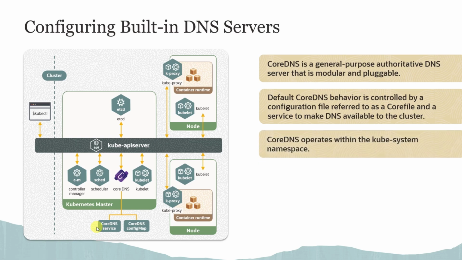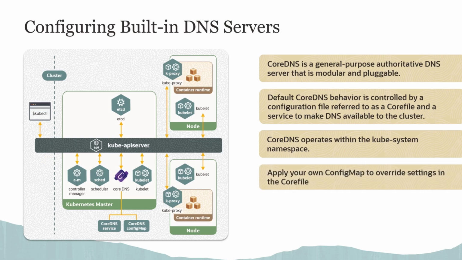All of this also runs in the kube-system namespace along with other critical components in the cluster. Default CoreDNS behavior is controlled by a configuration file referred to as a Corefile. The Corefile is a Kubernetes config map with a Corefile section that defines CoreDNS behavior. You cannot modify the Corefile directly.